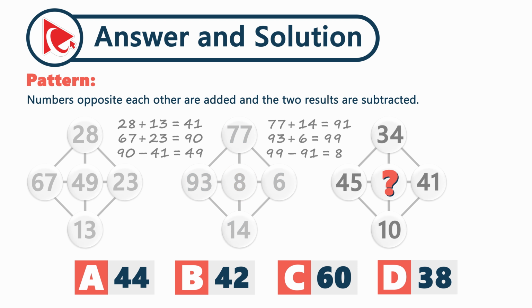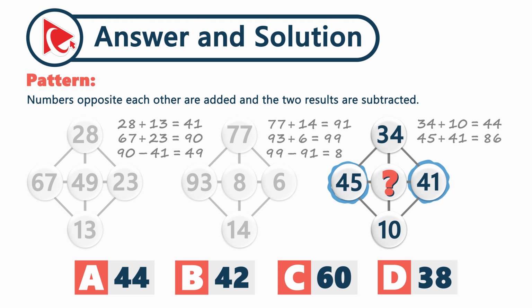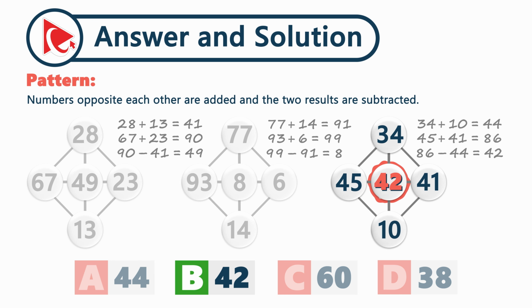And now is the moment that you've been waiting for. Now it's the magic time to calculate the missing number. 34 plus 10 equals 44. 45 plus 41 equals 86. And 86 minus 44 equals 42. So the correct answer here is choice B, 42.